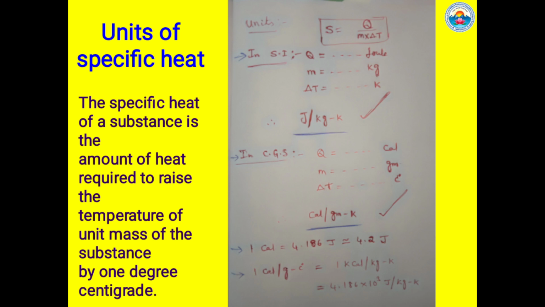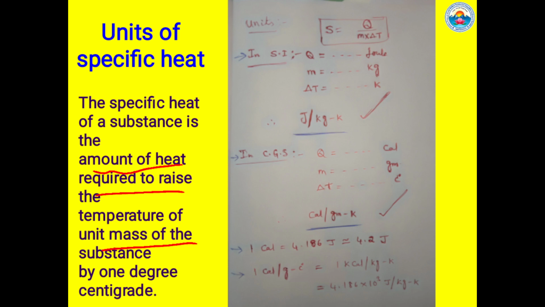The specific heat of a substance is the amount of heat required to raise the temperature of unit of mass of the substance by 1 degree centigrade. Once again, the specific heat of a substance is the amount of heat required, that is Q, to raise the temperature of unit of mass, that is delta T, by 1 degree centigrade. This is the definition. S is equal to Q by M into delta T. Okay, this is about specific heat.